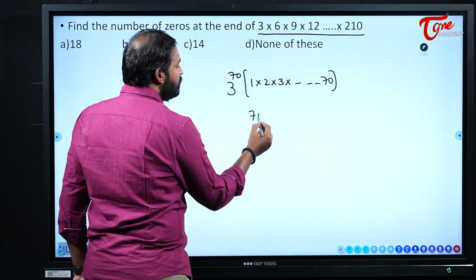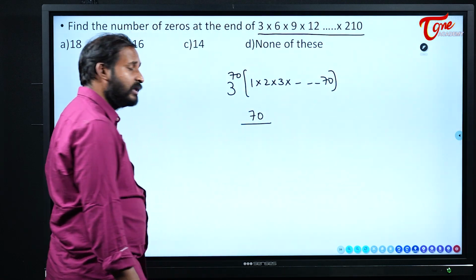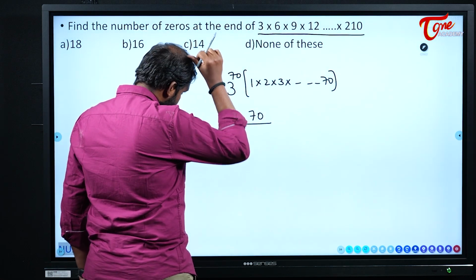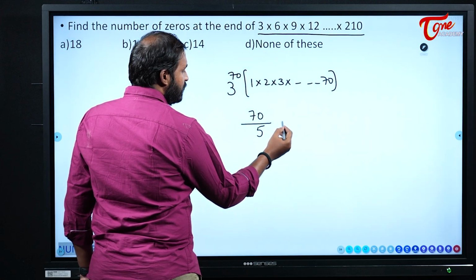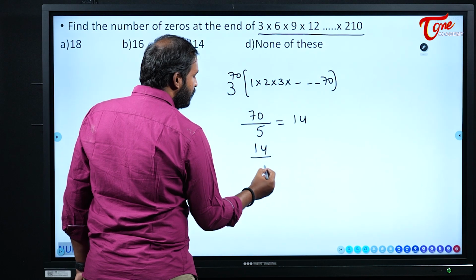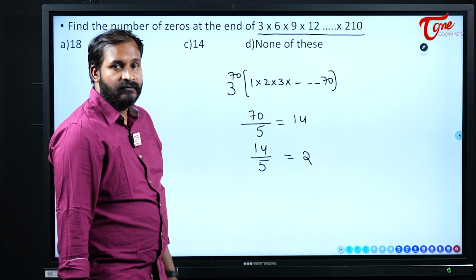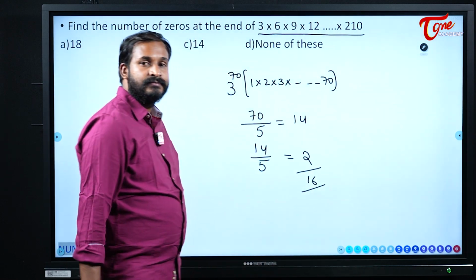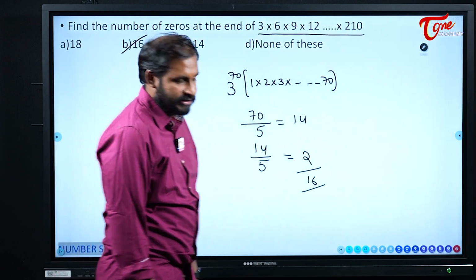So 70 by, okay, yes, we need to find the number of zeros of 70 factorial, that is, the 5's. Okay, what will you get here? 70 divided by 5, 14. 14 divided by 5, 2. We got a value less than 5, right? So 14 plus 2, what does it become? 16. So here the number of zeros for us is 16.